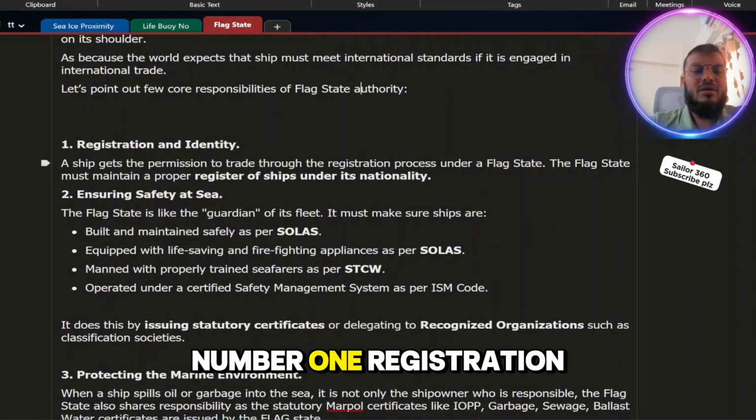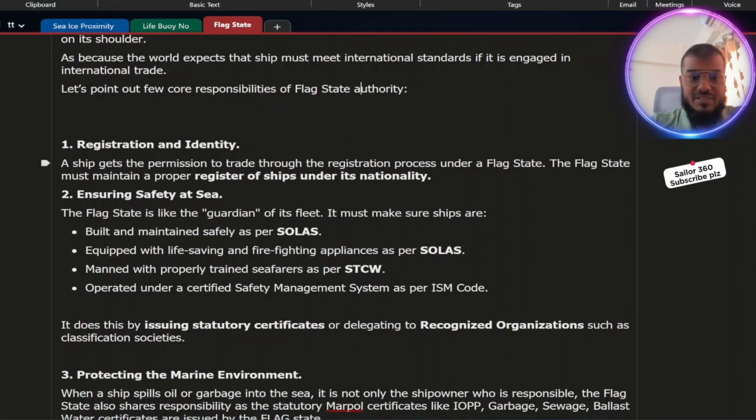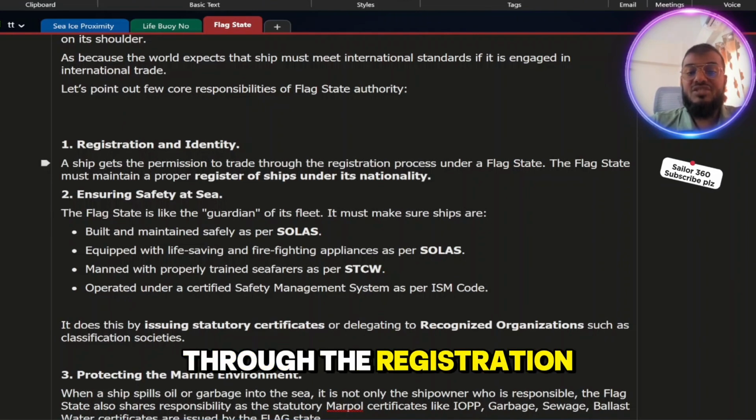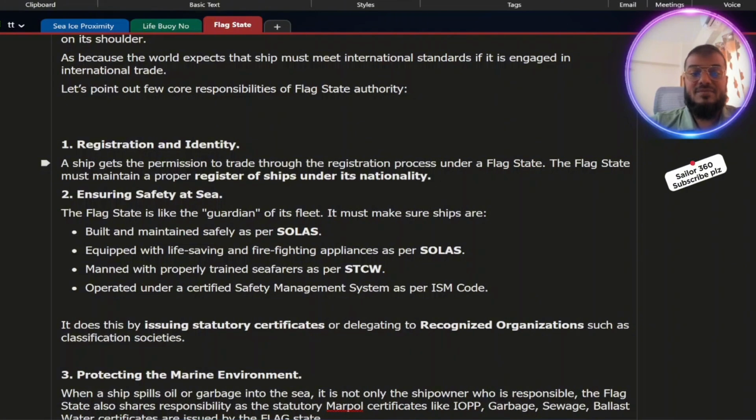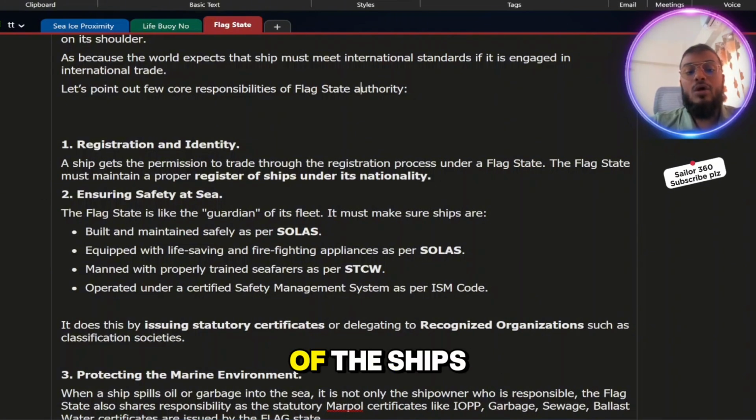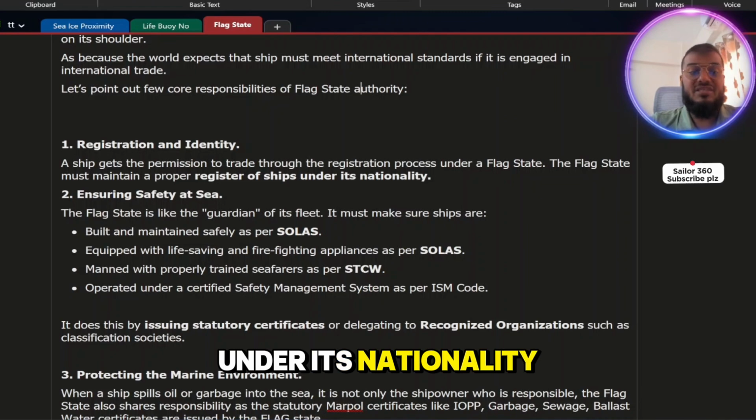Number 1. Registration and identity. A ship gets the permission to trade through the registration process under a flag state. The flag state must maintain a proper register of the ships under its nationality.